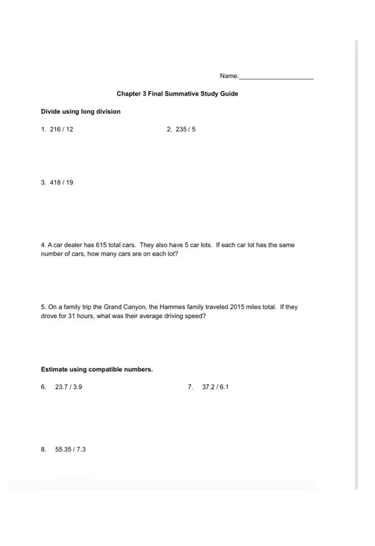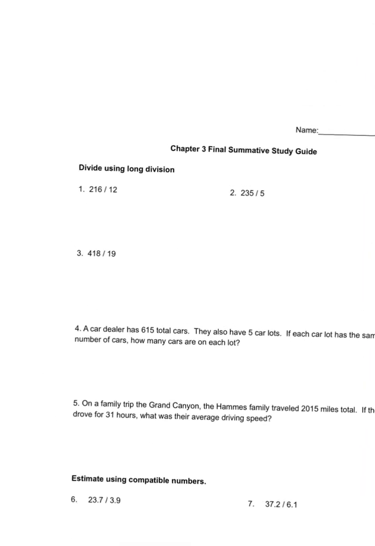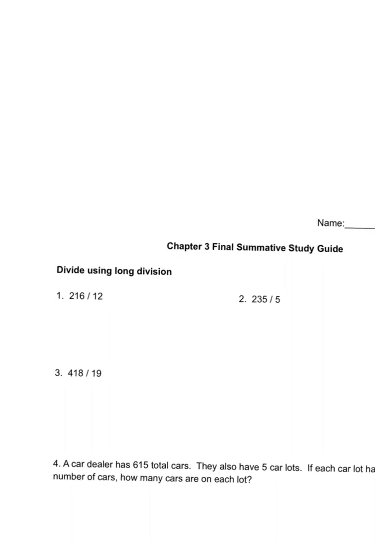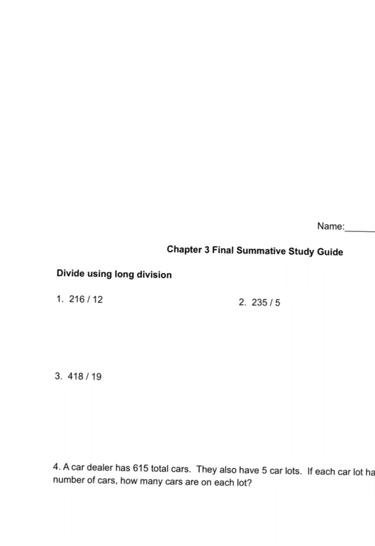We're looking at the Chapter 3 study guide in Canvas here. We'll start off with number 1, where we are dividing by using long division. We turn this 12 into a 6, make it a little bit easier on you guys. So we're going to take 216 divided by 6.